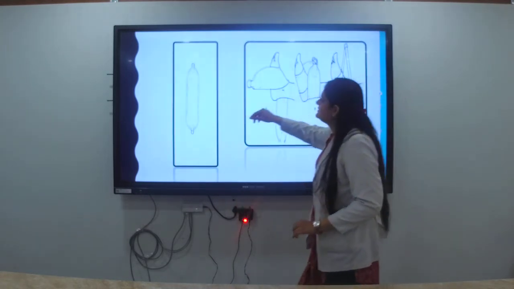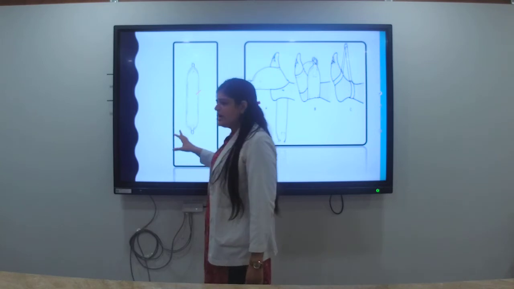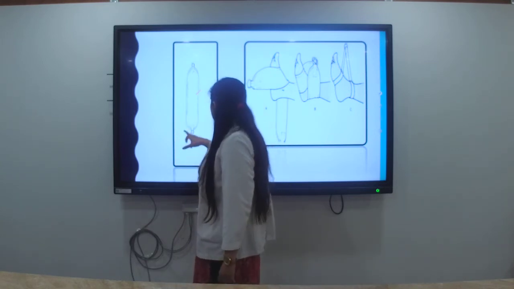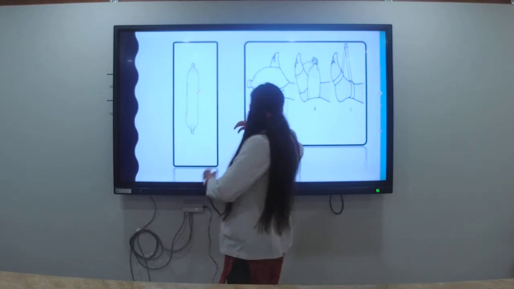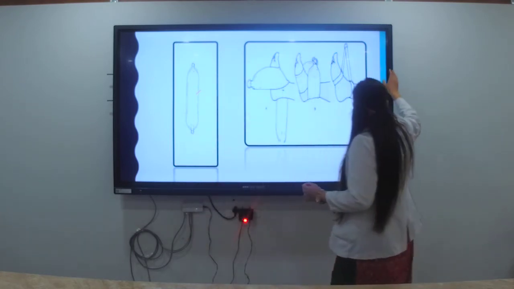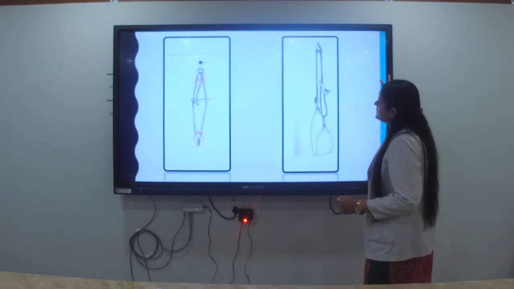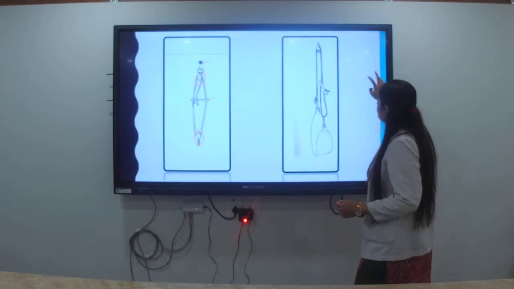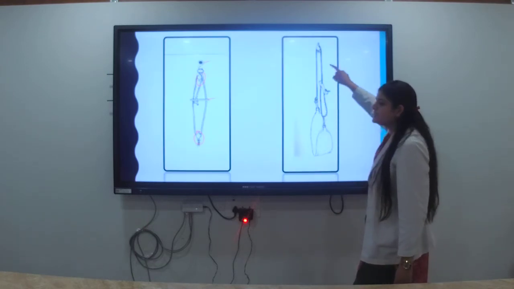As you can see, this is a single sling. This is made of canvas material. It is not going to be too harsh on the patient's skin. There are two rings at the end, and that can be brought about here, as we will see in the further slides, showing how a single sling is going to be used and attached to the rope.